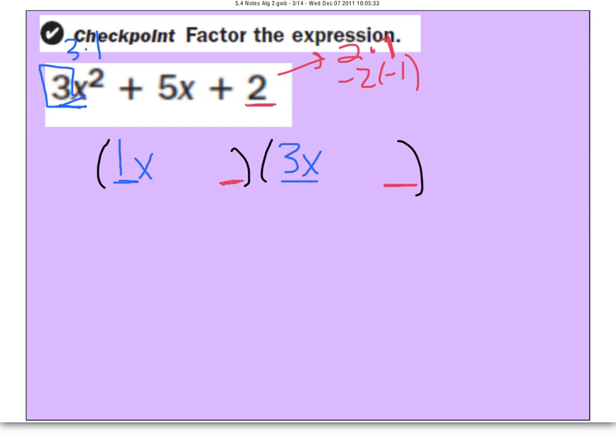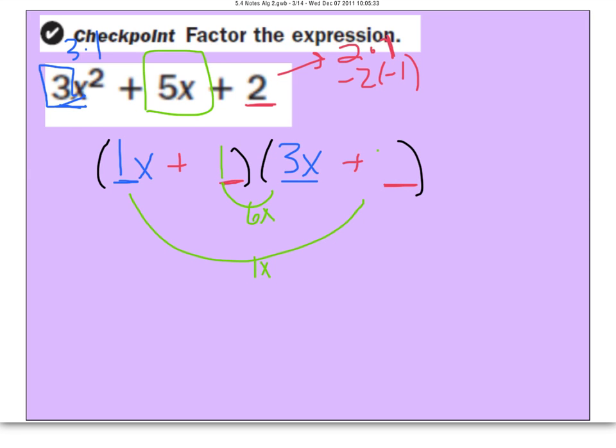Okay, now I'm going to find factors of 2 and put them at the end of the binomials. Again, there's only one combo, either 2 and 1, or maybe it's negative 2 and negative 1, by the way. I'm just going to try 2 and 1. I'm going to put plus 2 here and plus 1 here. And then I'm going to check and multiply these two middle terms to see if I get 5x. 3 and 2 is 6x. 1x and 1 is 1x, and that's 7x. So shoot, that didn't work.